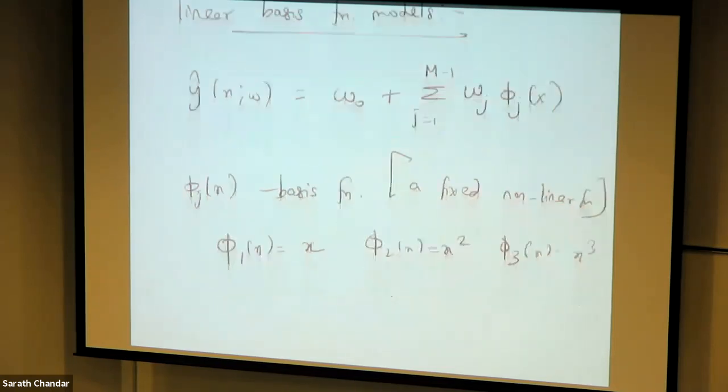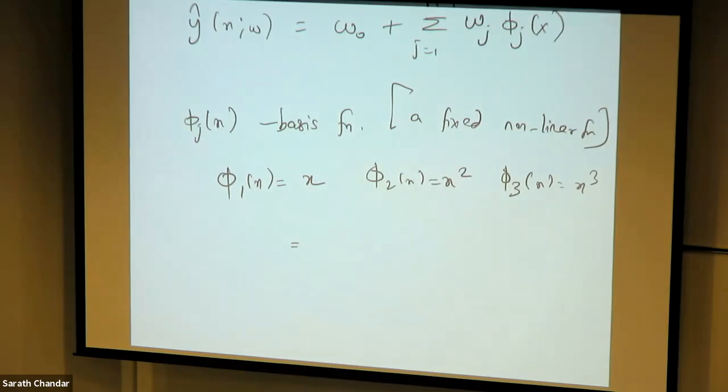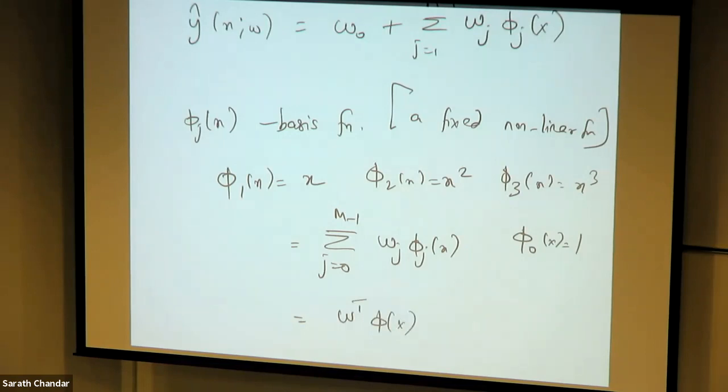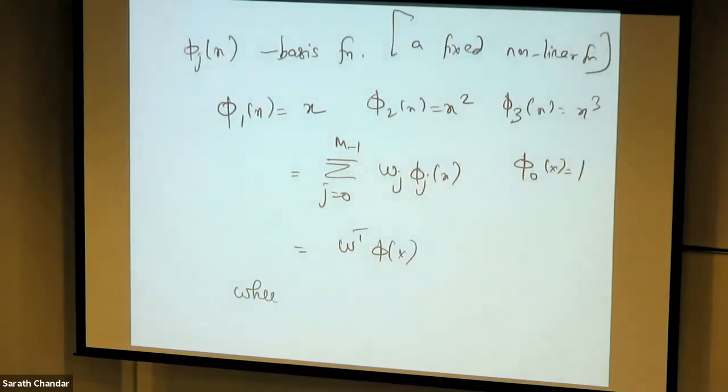Okay, now I can also assume that phi 0 of x is equal to 1, so that I can put everything together. So summation over j is equal to 0 to m minus 1 wj phi j of x, or in other words, w transpose phi of x. Okay, where w is the vector that we already know, w0 to wm minus 1, right? Now we have this new phi vector, which is phi 0 to phi m minus 1. Is that clear?